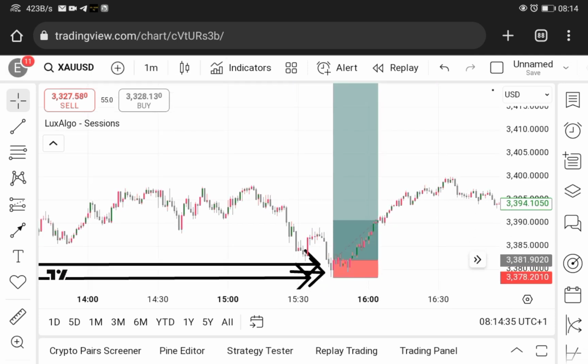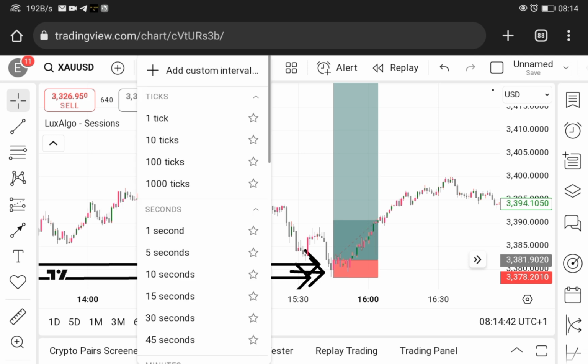So let us look for a sell scenario. Let us go to our H1 again.